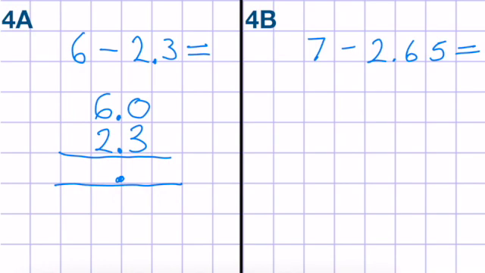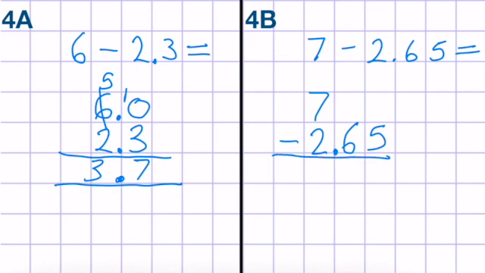0 take away 3, I can't do that. I'll change that to 5, make that into 10. 10 take away 3 is 7. 5 take away 2 is 3. Now, same on this side. Line up like for like. So 2 and 7 are the 1's digits, so we line them up. We need to get our answer box with our decimal point after the 7 and add 2 zeros.